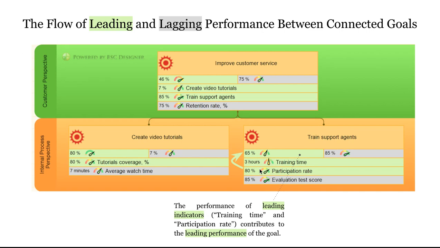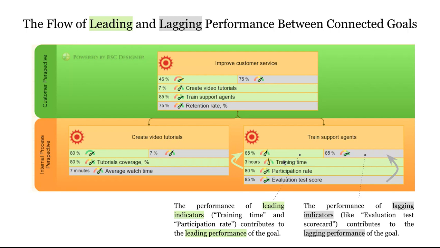So what we need to do now is take into account the performance of these two indicators, and calculate the leading performance of the whole goal, train support agents. Well, the software did this for us automatically, and that's why we see here this figure, 65%. This is the weighted average of these two indicators that I have here, the weighted average of training time and participation rate. What about lagging performance?